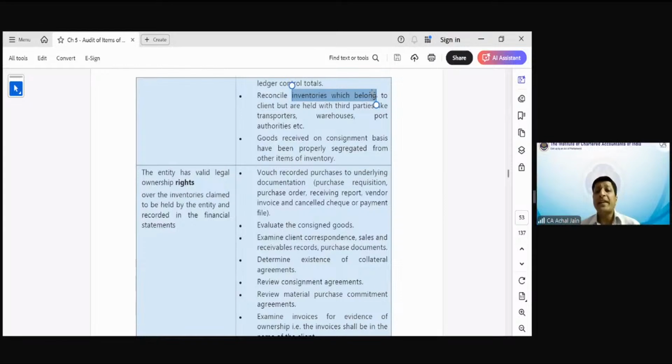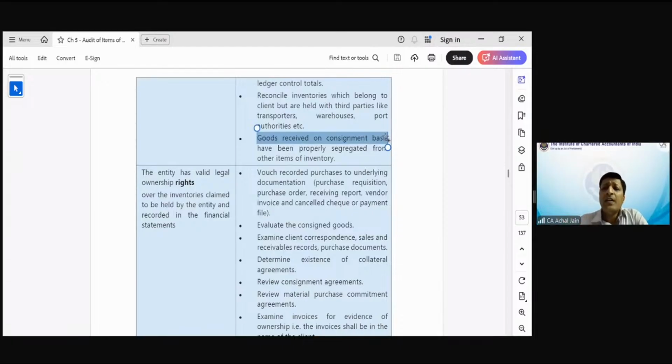Similarly, suppose the company has a mechanism wherein goods are received on a consignment basis. That is again inventory which is not of the company, not controlled by the company; the company is holding it on behalf of a third party. How will that be covered? Should that be considered as inventory? The answer is no, that is not the inventory of the company. But when the physical verification is performed, it is required to be segregated from the other inventory so that they don't get mixed up, because if they get mixed up, the physical verification may not be proper. So that is again one of the important aspects.